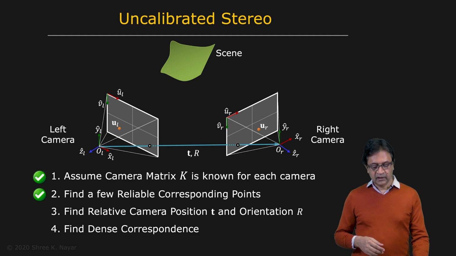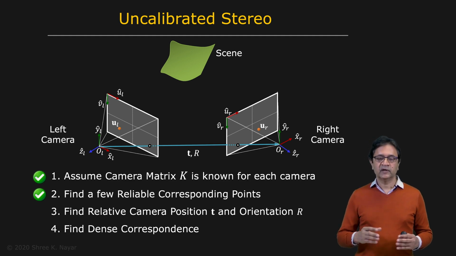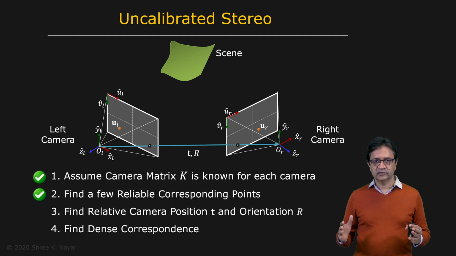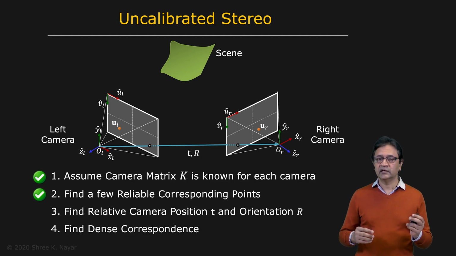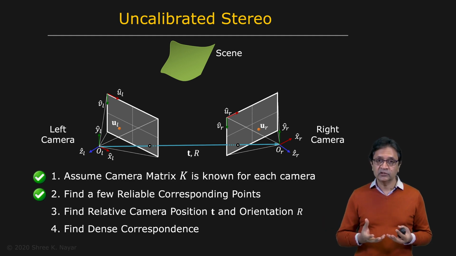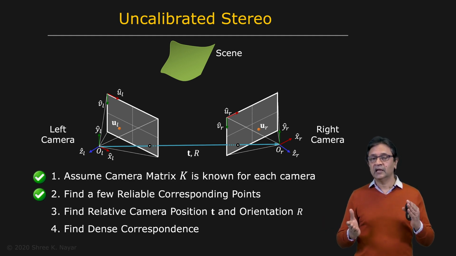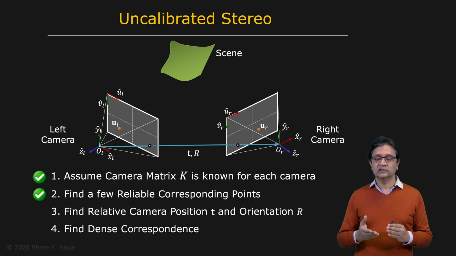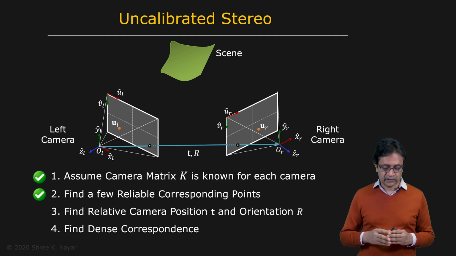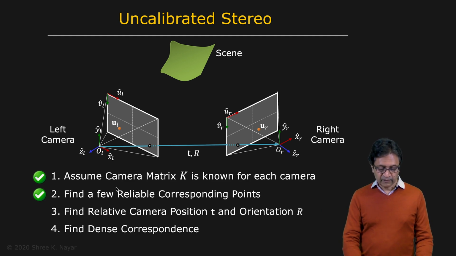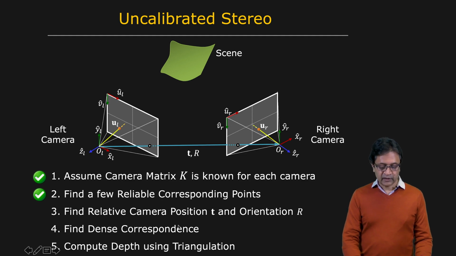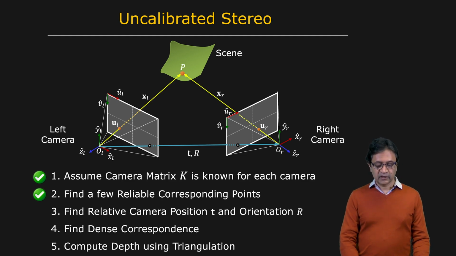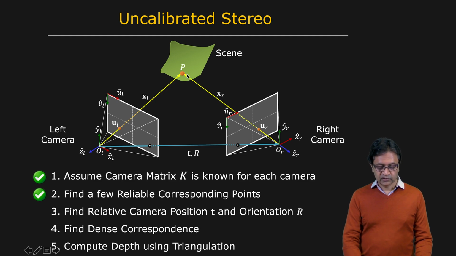And we go ahead and, using that information, find dense correspondences. That is, ideally for every point in the left image, you want to find where the corresponding point lies in the right image. Turns out once you know the rotation and translation, that turns out to be a 1D search, a search along a single line in the other image. So using that technique, we then find a dense correspondence map, and once we have that, we can use these corresponding pairs to triangulate and find the location of points in the scene, and that is computing depth.